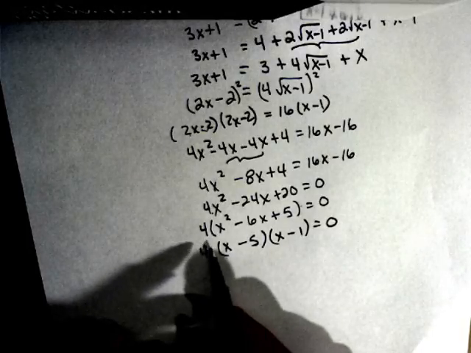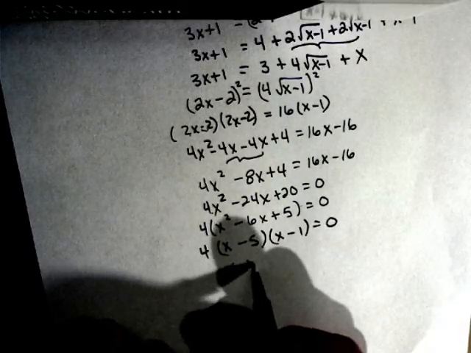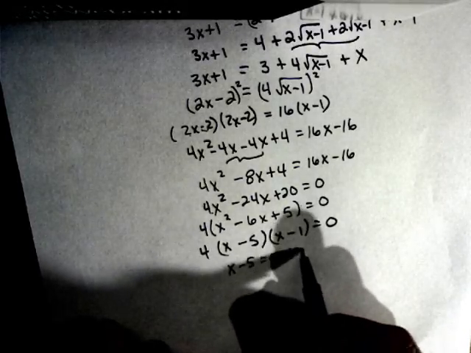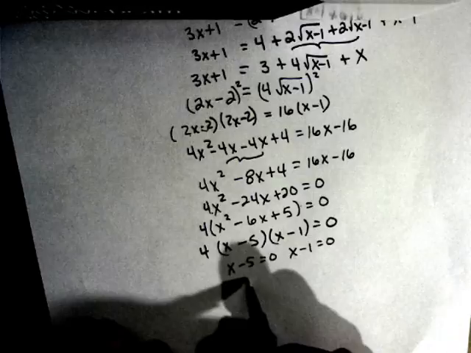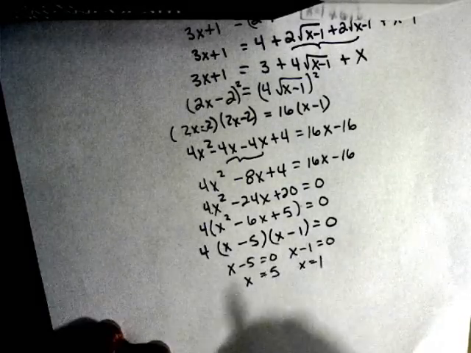This 4 doesn't mean anything. We can divide both sides by 4. It will cancel it out. So x minus 5 is equal to 0, and x minus 1 is equal to 0. So x is 5, and x is 1.